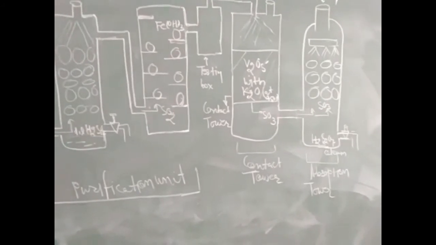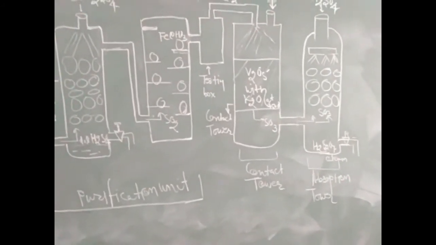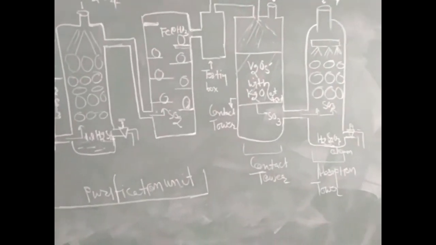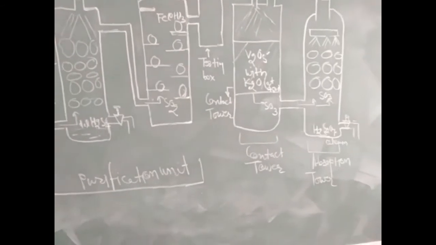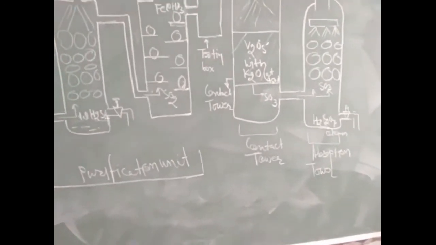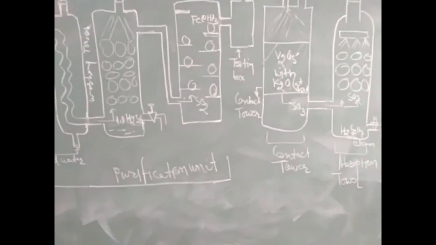Now after formation of oleum, we collect it and add water. Then formation of sulfuric acid will take place. This is called dilution of oleum. After dilution of oleum, sulfuric acid is formed. Now dear students, we will summarize all reactions later.